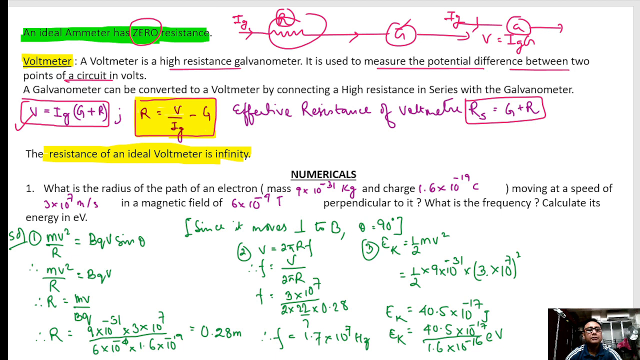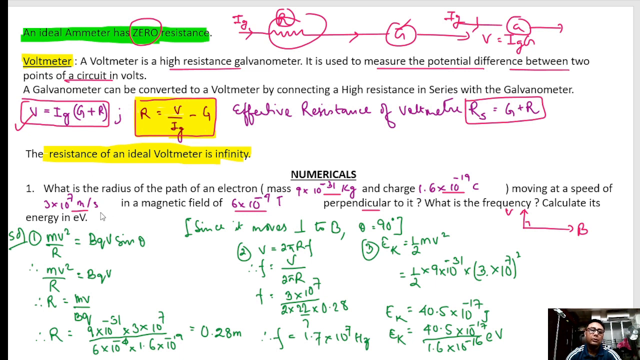Okay friends, so with this we move on to the numerical part of the chapter. So let's get started. What is the radius of the path of an electron, with the mass of the electron given, charge of the electron given, speed of the electron given, and magnetic field B given, perpendicular to it? So this is the B, the charge is entering perpendicular to it. So they are telling what is the radius.